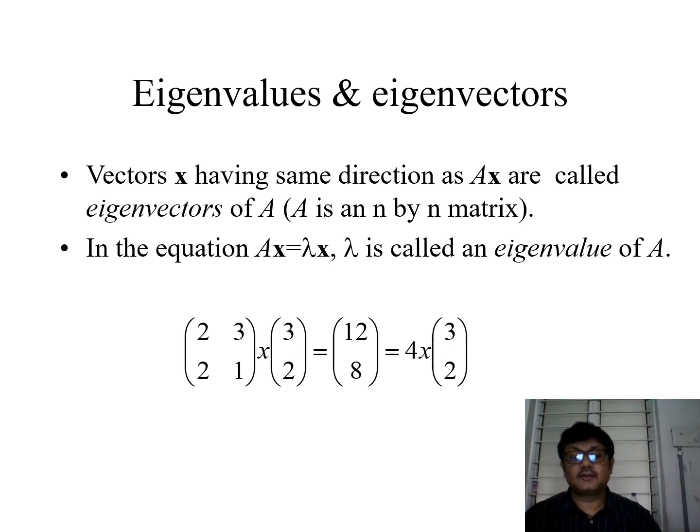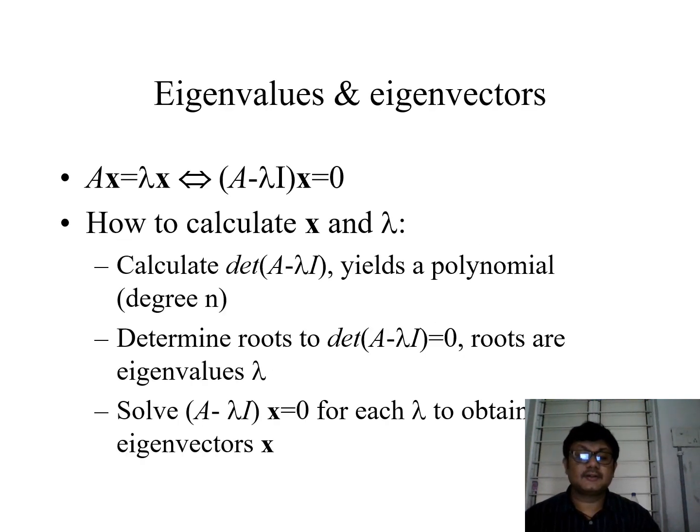Here we are going to get [12; 8], that is nothing but 4 times [3; 2]. Here 4 is called the eigenvalue. So in the equation Ax equal to lambda x, lambda is called an eigenvalue of A. So Ax equal to lambda x implies (A minus lambda I) x is equal to 0.